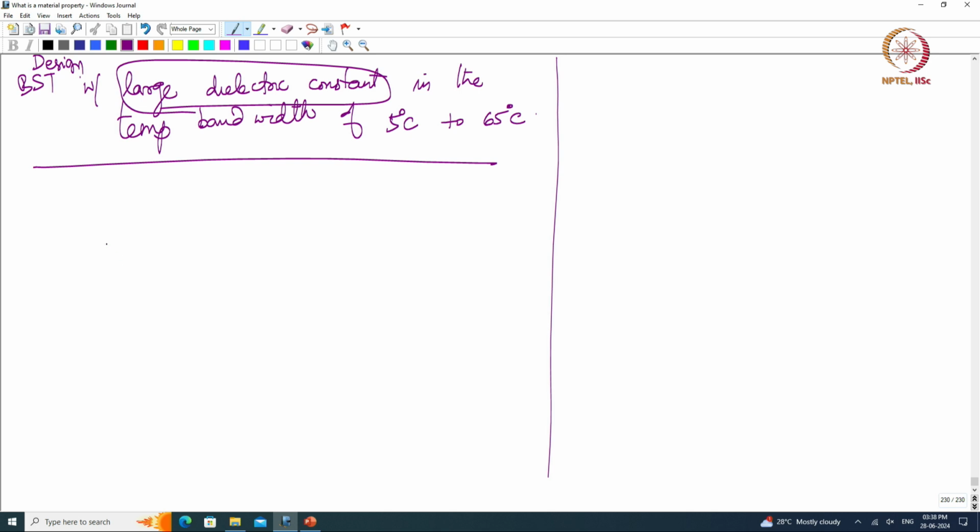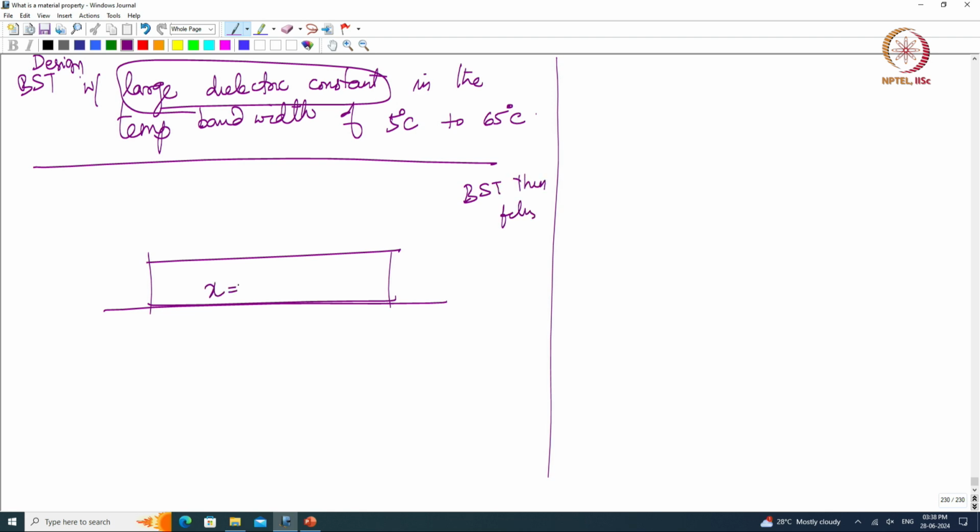Okay. So, then what I am going to do is I am going to grow, let us say, BST thin films, but for the first film x equal to 0.08, and then I grow another film on the top of this with x equal to 0.1, and then another thin film on the top of which x equal to 0.14.